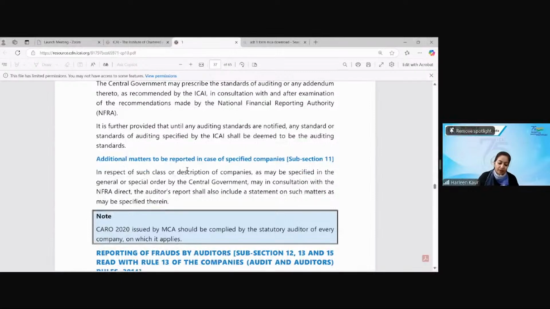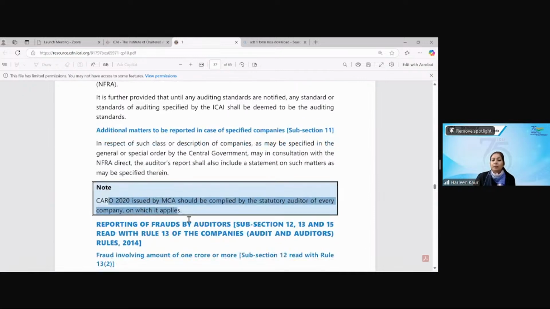Additional matters in case of specified companies. There are certain companies where the Central Government, in consultation with NFRA, may direct that these matters also be included, then they have to include these matters. So this is CARO 2020 issued by MCA, which should be complied with by the statutory auditor to whom it applies. CARO is the report which has to be given. This is again part of your auditing chapter. If you see the CARO report 2020, it has all these contents. You don't even have to bother how to make my audit report. Everything is written over there. You just have to fill this report. It is issued by the Ministry of Corporate Affairs. It has to be complied with by the statutory auditor of every company. Is that clear, children?